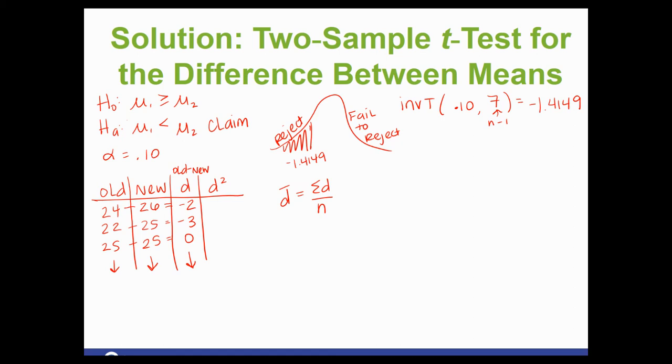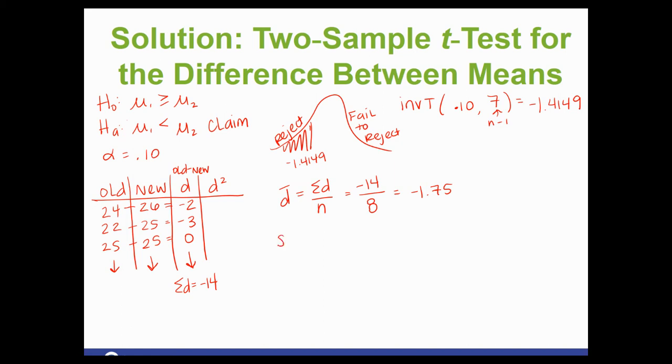So going through the motions and doing all of those values in that D column, we add them up at the bottom, we get negative 14. So negative 14 divided by our sample size of 8 gets negative 1.75. This is our sample mean.